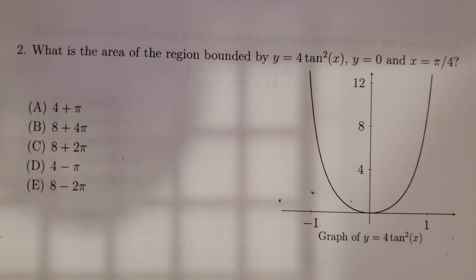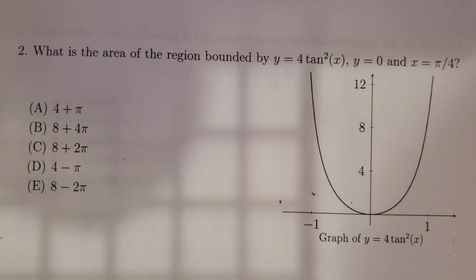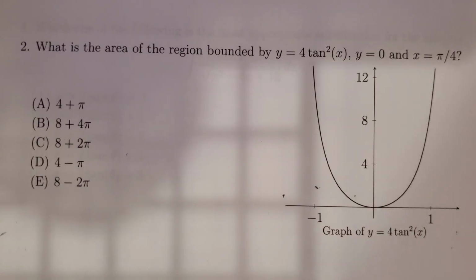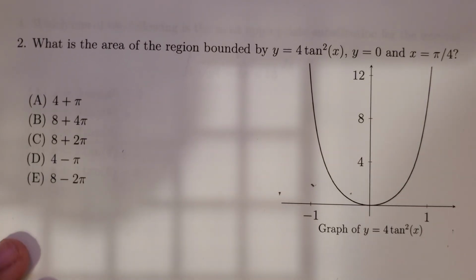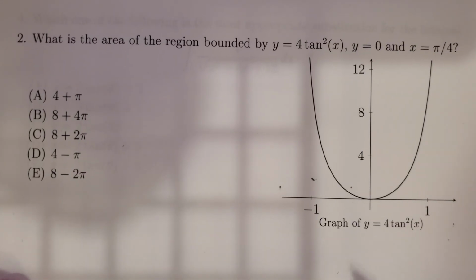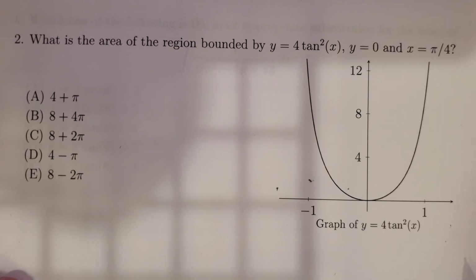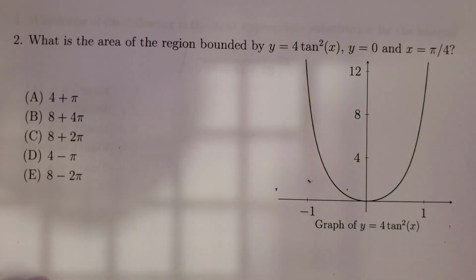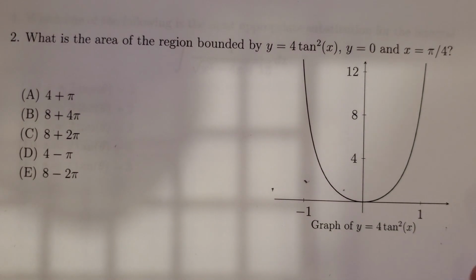Question 2. What is the area of the region bounded by y equals 4 times the tangent squared of x, y equals 0, and x equals pi over 4? So this is a question of just finding the area between two functions. And in this case, some of the things work out quite nicely. It always helps, especially when they were nice enough to give us a graph of what y equals 4 tangent squared of x is. It saves us a little bit of time in figuring out the area that we're trying to find.